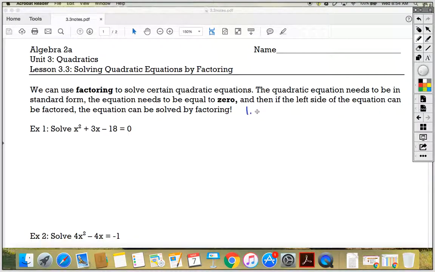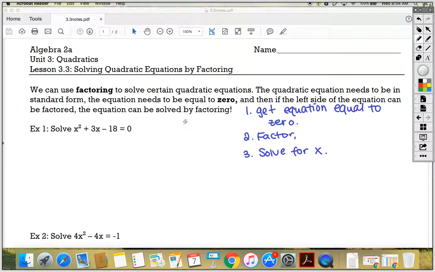Step one is to make sure the equation is equal to 0 if it's not already. After we make sure the equation is equal to 0, then we're going to factor the left side of the equation, just like we factored last class. And then step 3, after we factor, is to solve for x.